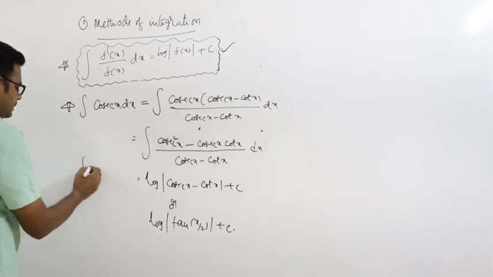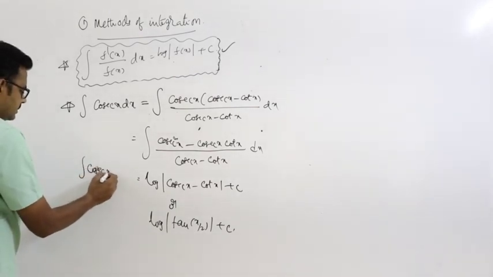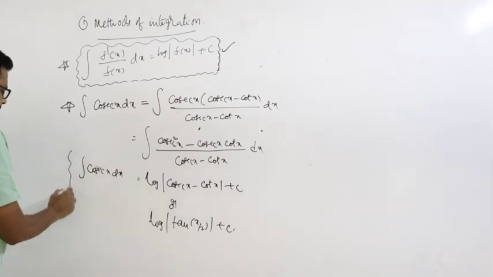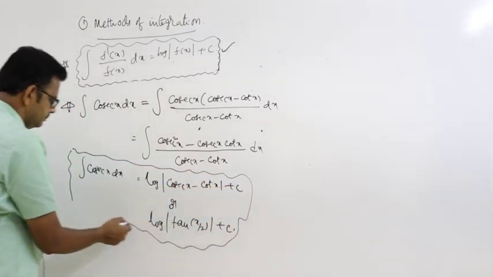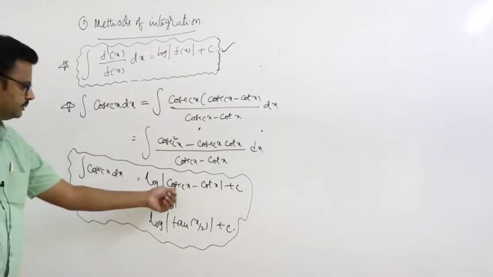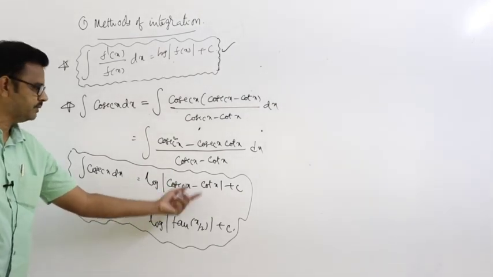So the integral of cosecant x dx is equal to this formula. How to get this one? By using the same method, just like the previous one.